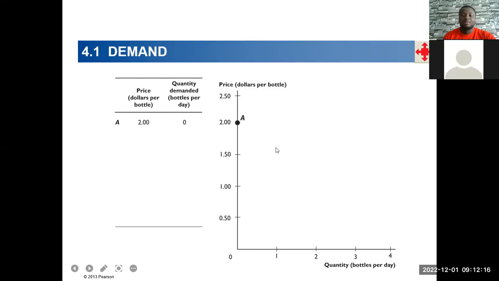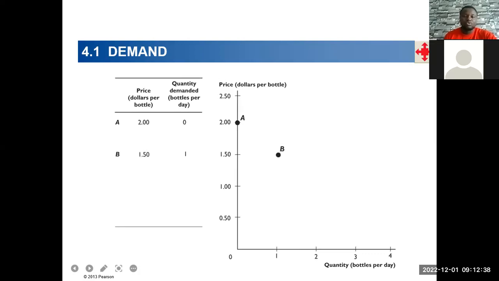So now, when you come to the graph, the vertical line is the price line, and the horizontal line is the quantity line. So we just translate the schedule to the graph. At a price of 2, what is quantity demanded? It is 0. So there was no quantity bought at a price of 2.